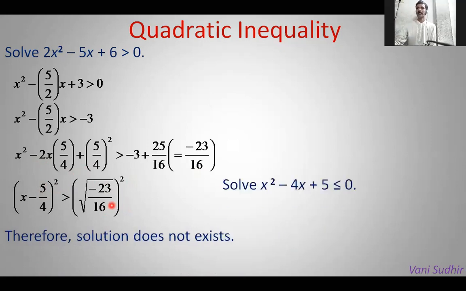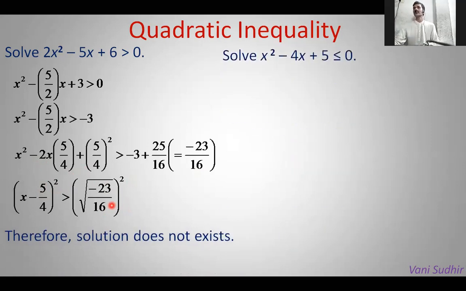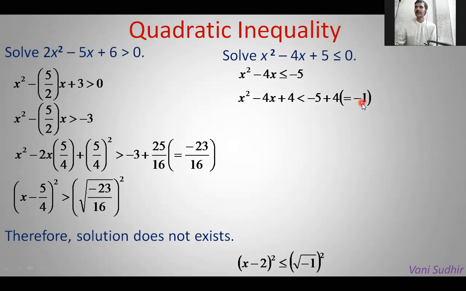Okay. Similarly, for less than or equal to, what will happen, we'll see. Same, minus 5 will transpose to that side. Here, (a minus b) whole square if you want, a is x, b is 2. 2 square you have to add. That is 4 you have to add on both sides. Here minus 5 plus 4 means minus 1.